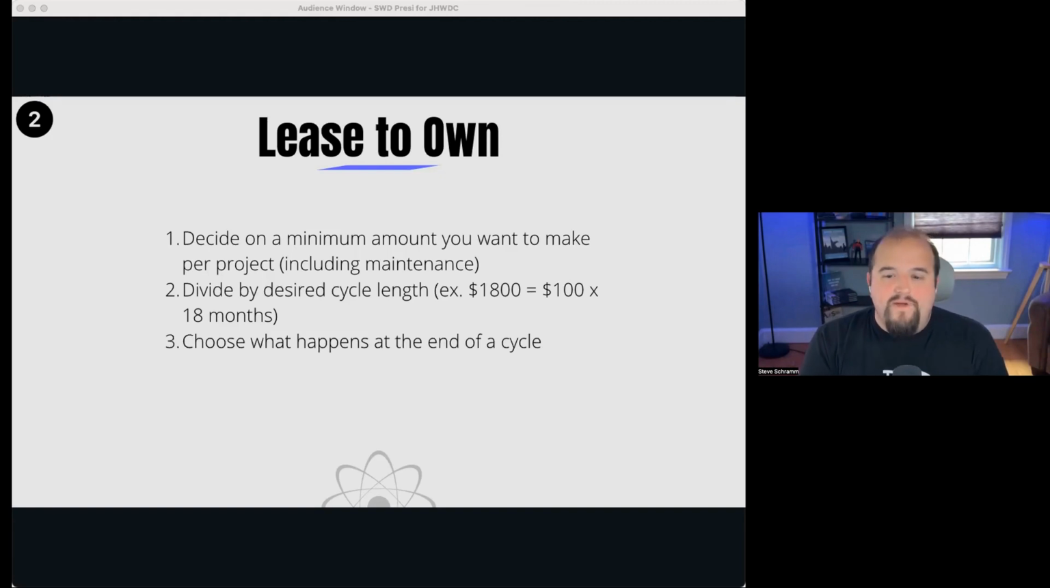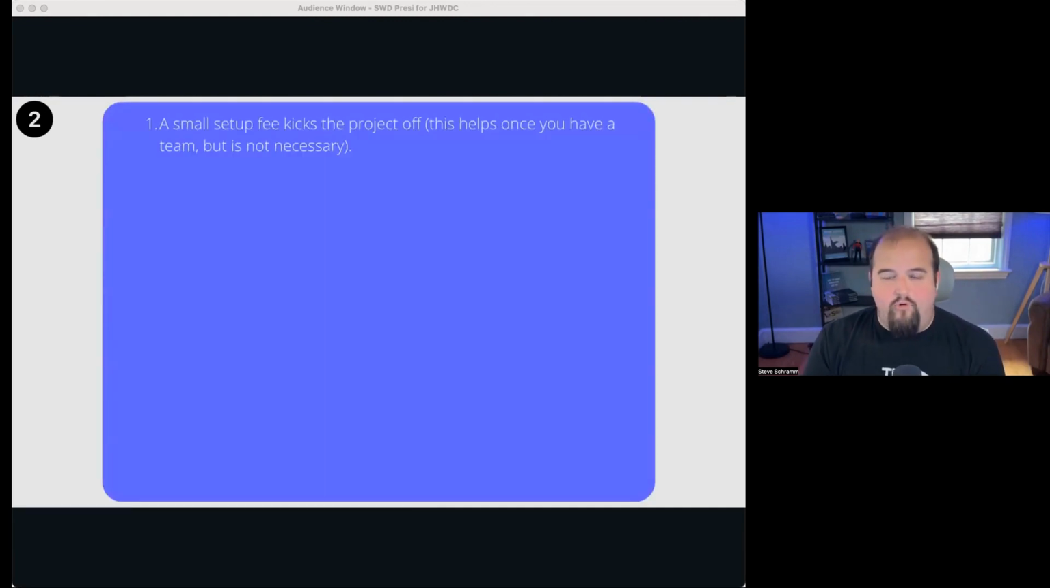The other piece to this is you have to choose what happens at the end of a cycle. Are you going to ask them to make a decision to stick with you? Or are you going to assume that they stick around? Hugely, hugely important.